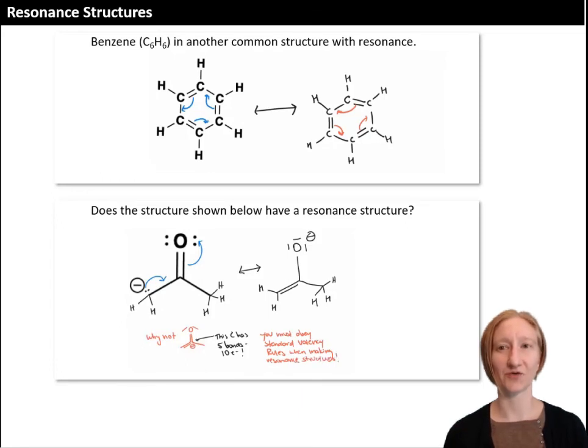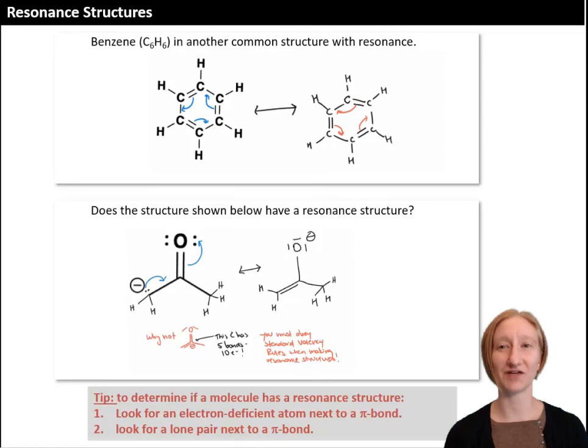Okay, so in general, when we want to identify a resonance structure, we're going to look for an electron deficient or electronegative atom next to a pi bond. Here we had an oxygen pi bonded to a carbon. Or alternatively, we'll look for a lone pair next to a pi bond. And that's exactly the case we had here.